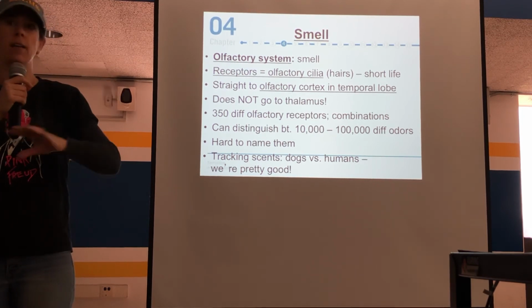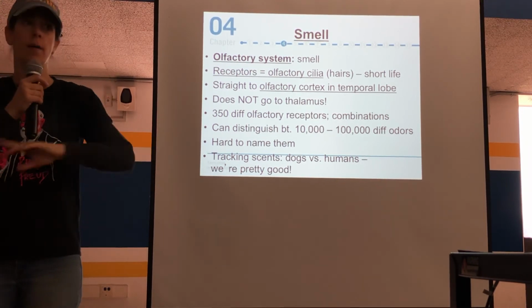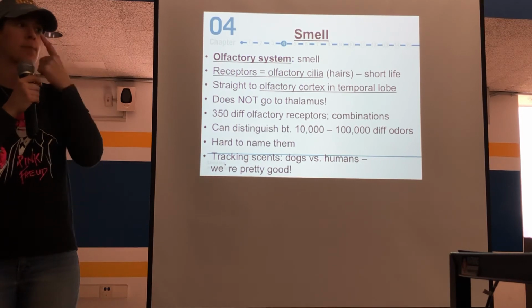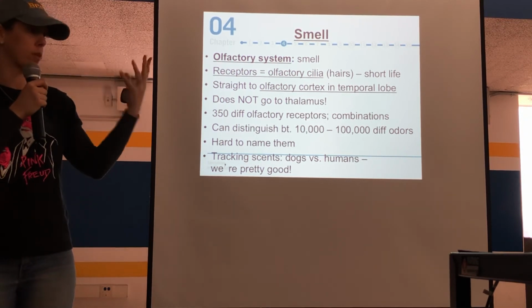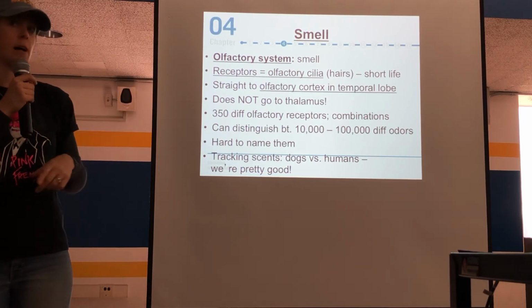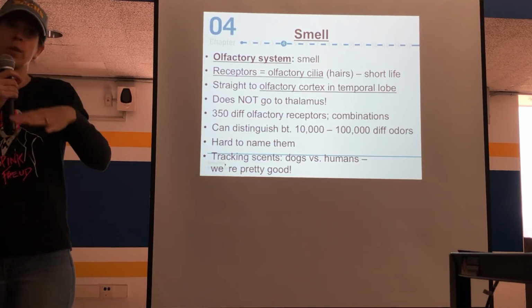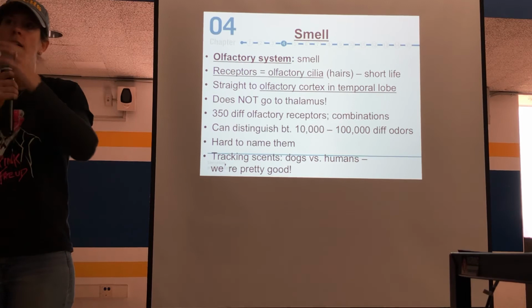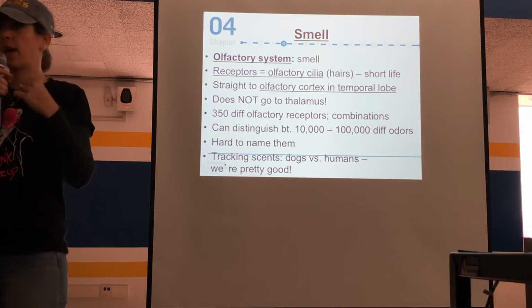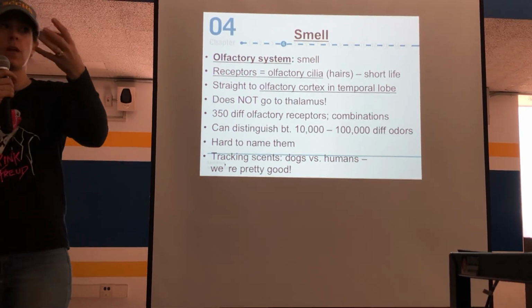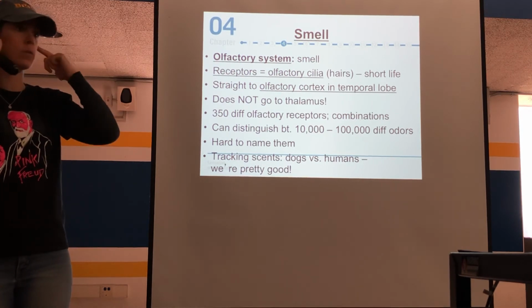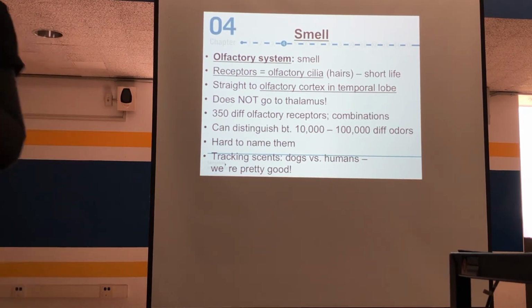The one sense that does not go to the thalamus, it bypasses it, because smell developed before the thalamus developed. That's the theory in the history of evolution, that we had the sense of smell before we had a thalamus. So once the thalamus developed, smell was already going where it was supposed to go, if that makes sense. Temporal lobes, exactly. We have 350 different olfactory receptors, but we can make like 100,000 different combinations.